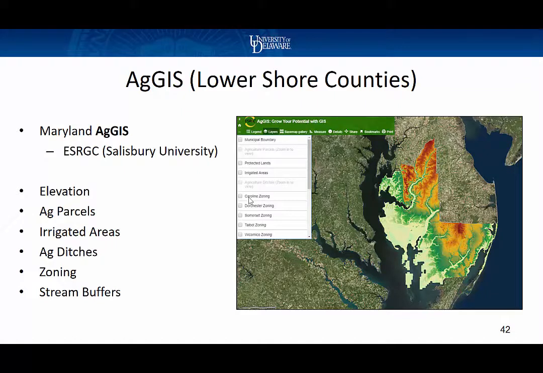There is a new website. Salisbury University has Eastern Shore Regional GIS Center, who are supposed to serve the lower shore. They are trying to create an AgGIS website. The AgGIS website has elevation, ag parcels, irrigated areas, ag ditches, zoning, stream buffers. They've actually mapped out all of the center pivots across here. You can turn on that layer and look at where center pivots are across this area. This is another free site. They also want to work with farmers to allow you to upload yield maps to it so you can overlap. Of course, we also have private companies doing some of this. But if, again, you're looking for free, here's your free, and it's not bad. But right now, this is for these lower 4 counties in Maryland.